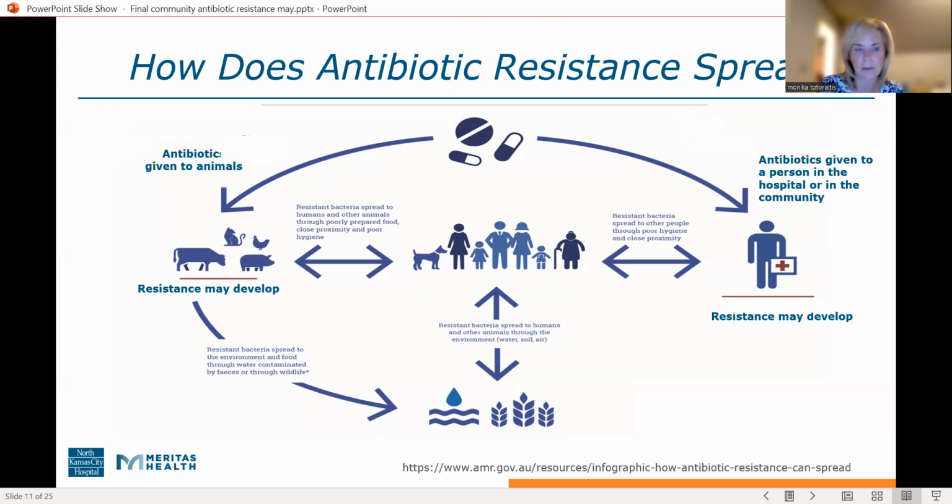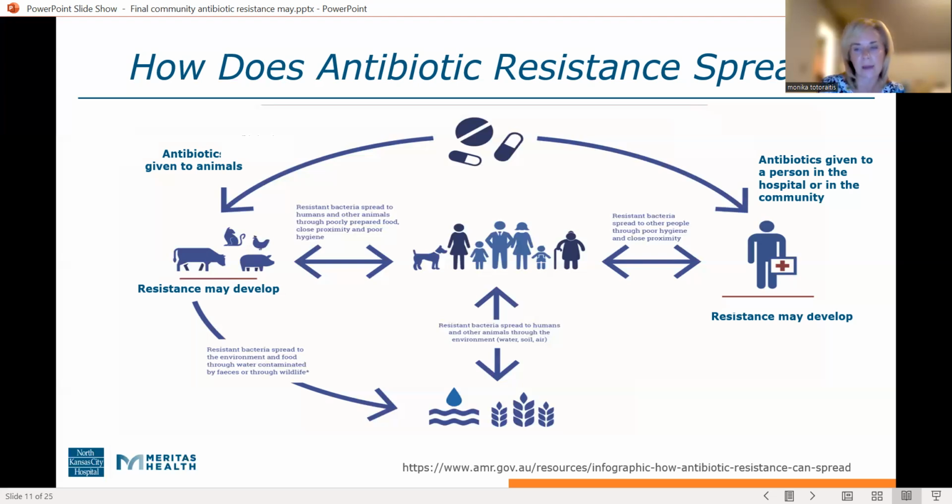We give antibiotics to animals and livestock to promote their growth and prevent infections. If they acquire a resistant bacteria, it can be spread to humans, to other animals, and into the environment. To humans, it can be passed through poorly prepared food. It can be passed to our environment or other types of food like crops through contaminated water by their feces.